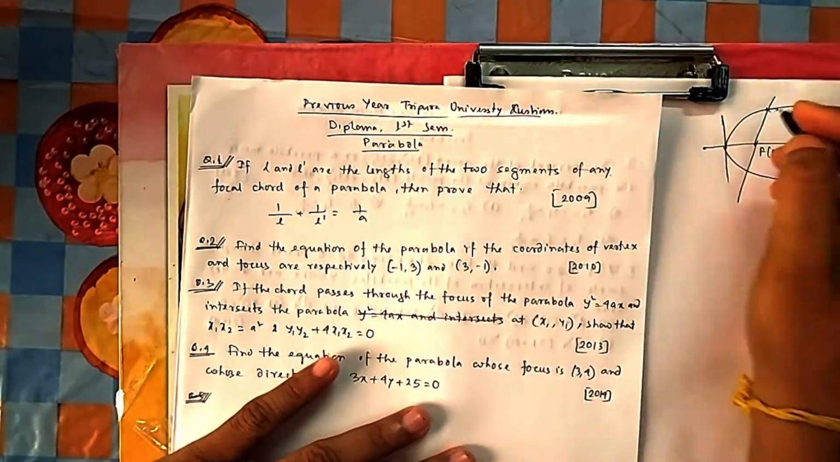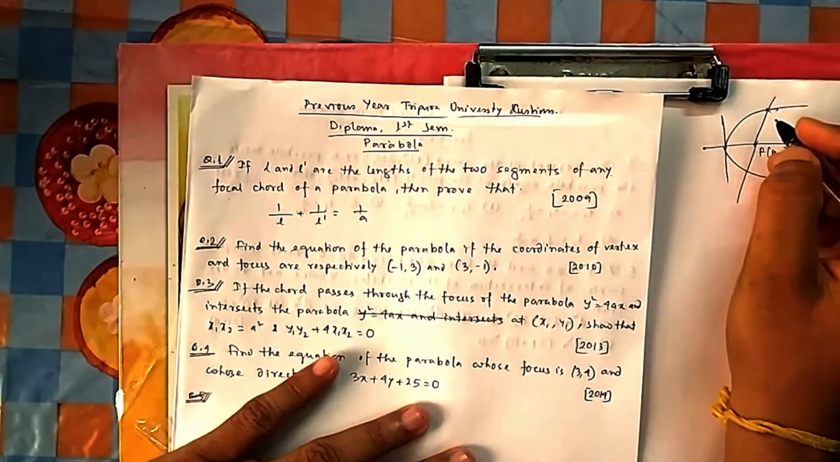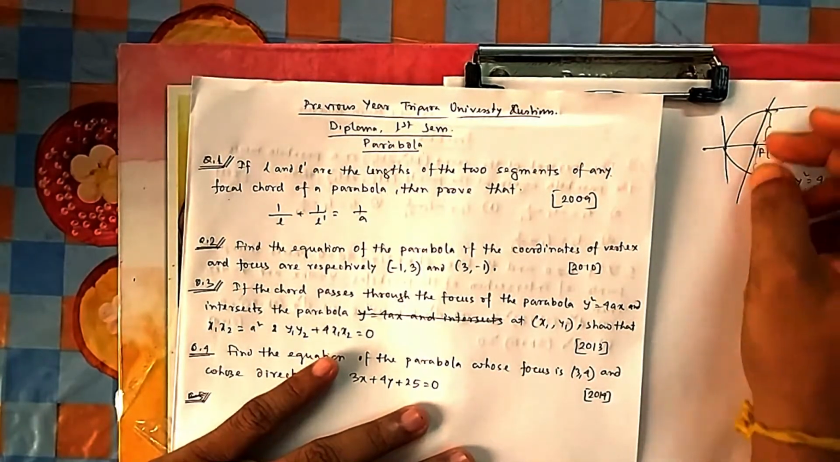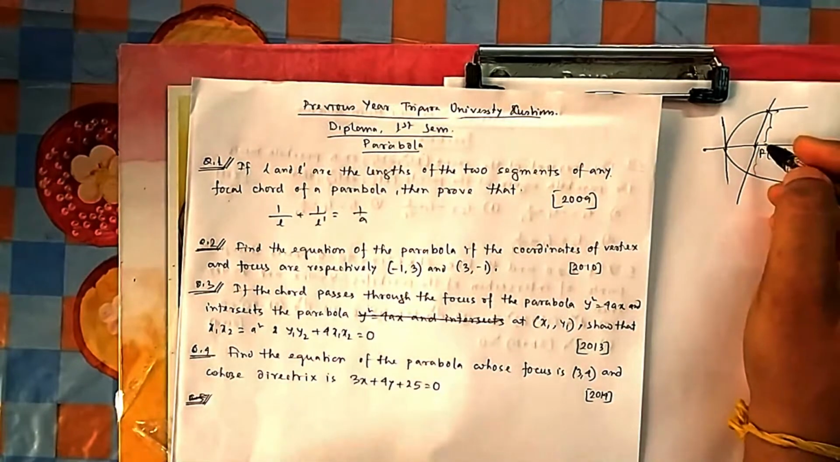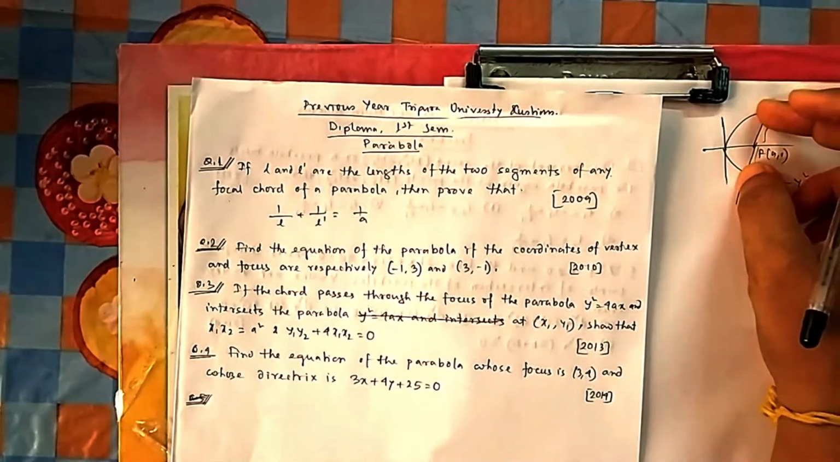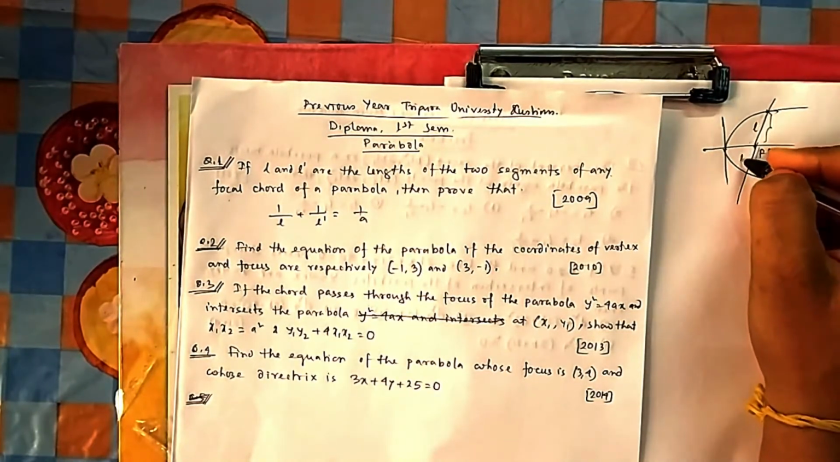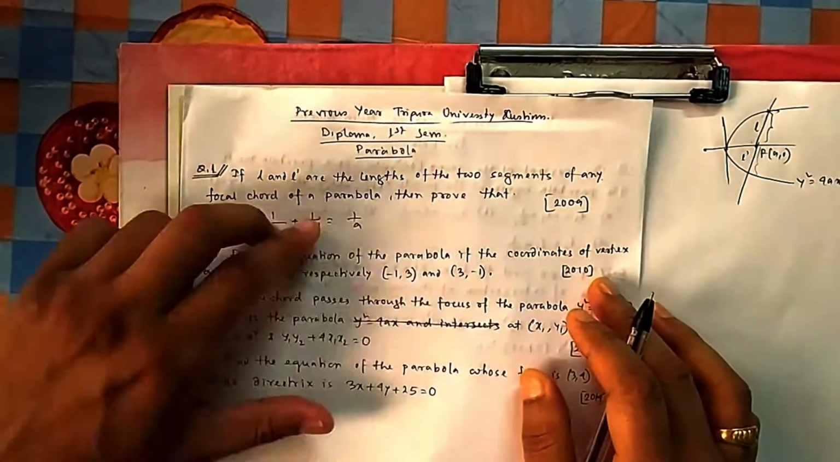L and L dash are the lengths of two segments of any focal chord of the parabola. It has segments, meaning this is a segment, this is a segment, where the chord crosses the focus, that is known as a segment. This total is the one chord length. It has two segments, the first part, this length is L, suppose this length is L dash. So that's what they are asking.